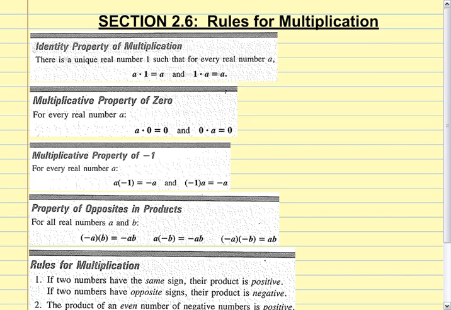Okay, folks, section 2.6, the rules for multiplication. You don't have to write all this down, but I put it up here so we can talk about it. So I'm going to draw some lines, okay?